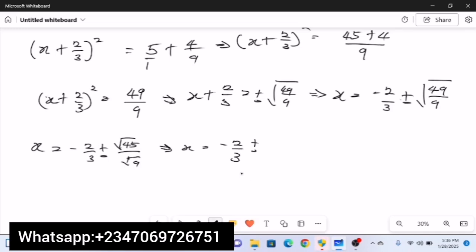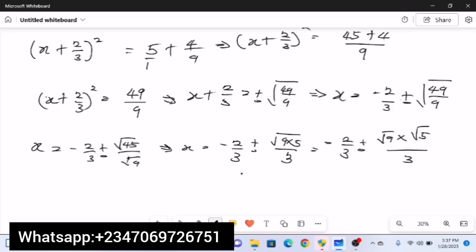Okay, so let's simply express the square root of 45 in short form. 45 can be written simply as 9 times 5, all over the square root of 9, which is 3, so you have this all over 3. So this is equal to negative 2 over 3 plus or minus the numerator, which can be written as the square root of 9 multiplied by the square root of 5, all over 3.